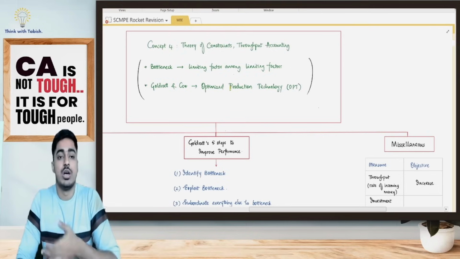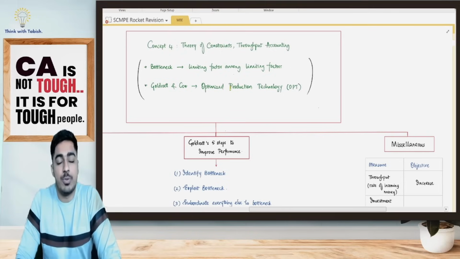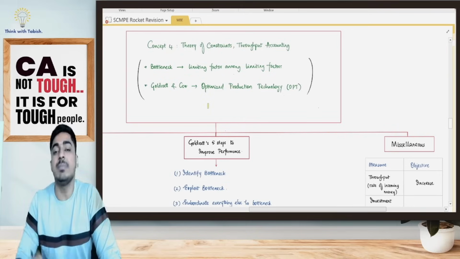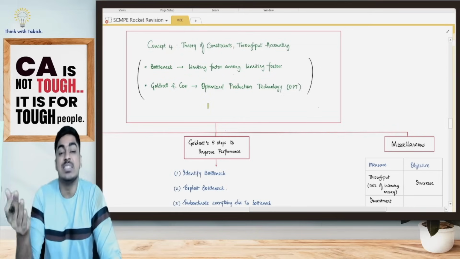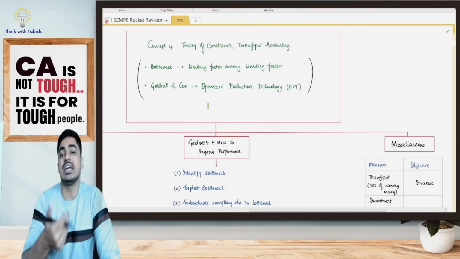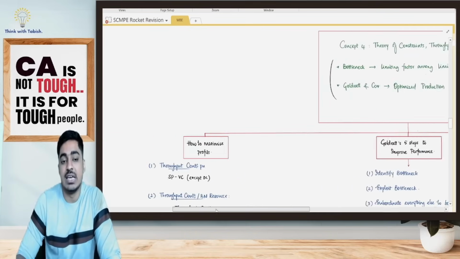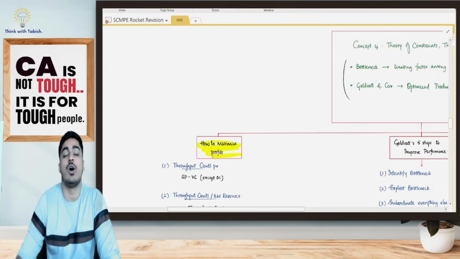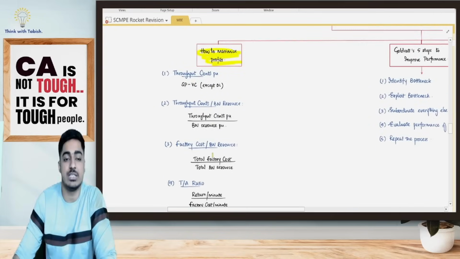Now, this principle was propounded by Goldratt and Cox. They are telling you should be going for optimized production technology. Don't go for maximum production. Go for optimized production. So, what is it telling? How do we use it? Firstly, how do we solve a question? How do we maximize our profit using theory of constraints?